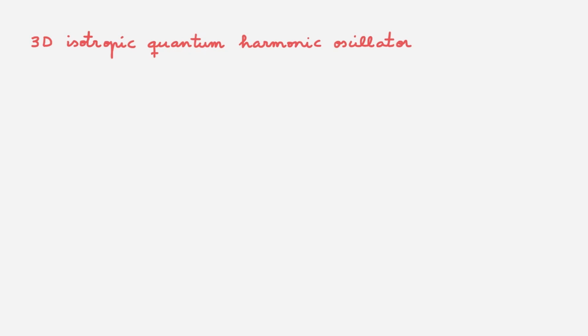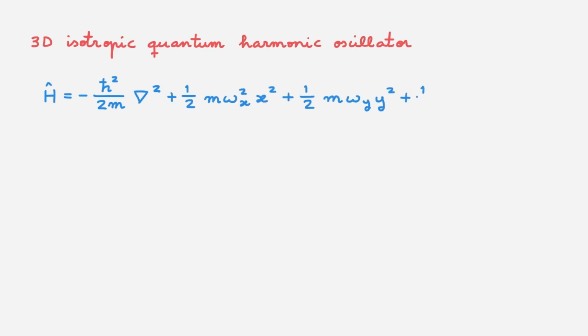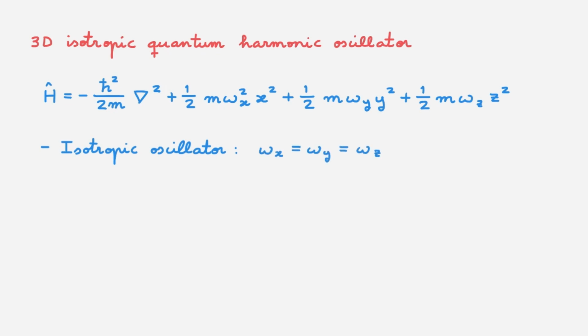Okay, so what do we know about the three-dimensional isotropic quantum harmonic oscillator? Working in the position representation, the corresponding Hamiltonian H has a kinetic energy term and the potential energy term has a quadratic form, which in 3D can be separated into a term proportional to x squared, a term proportional to y squared, and a term proportional to z squared. We are interested in an isotropic oscillator, and this means that the frequencies are the same along each Cartesian direction, and we call them simply omega.